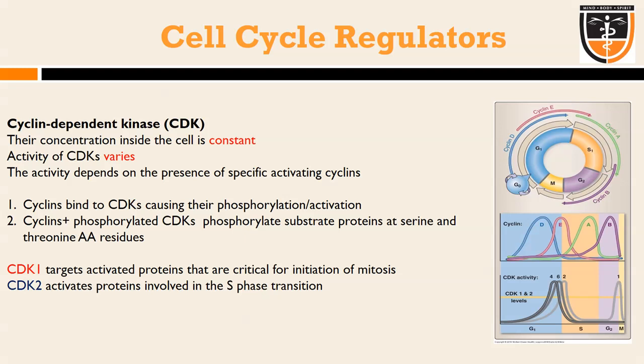Cyclins need to activate CDK for CDK kinases to work. So cyclin will bind to CDK and cause their phosphorylation and activation. And now cyclin and phosphorylated CDK will phosphorylate substrate proteins. You remember, serine and threonine amino acids get phosphorylated, and that results in regulation of the cell cycle. CDK1 will target activated proteins that are critical for initiation of mitosis and regulate the entry into mitosis, while CDK2 will activate proteins that are involved in S-phase transition.